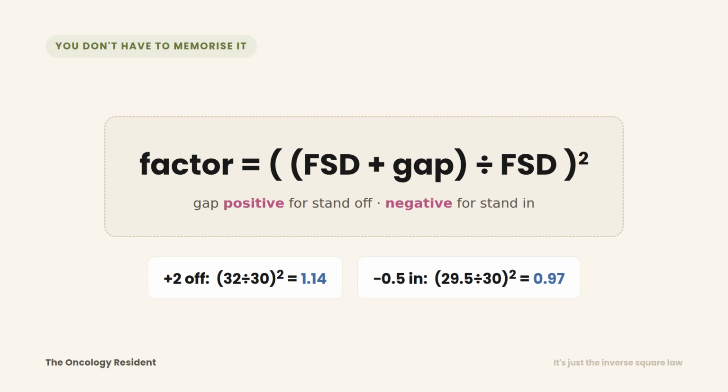And now, the payoff. That entire table? It's nothing more than the inverse square law applied to a 30 centimeter FSD. The factor for any gap is (FSD plus gap) over FSD, all squared. Gap positive for standoff, negative for stand-in. Let's check it. Plus 2 standoff: 32 over 30 squared, 1.14. Minus 0.5 stand-in: 29.5 over 30 squared, 0.97. Exactly the table values, which means if you remember the FSD and inverse square, you can rebuild the whole thing from scratch. No rote learning required.